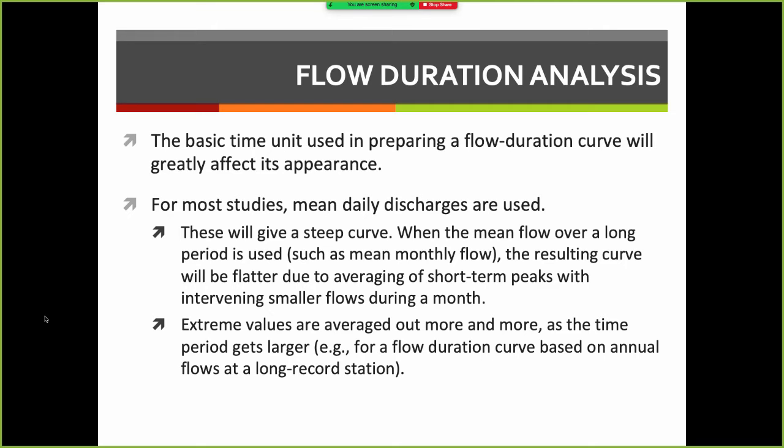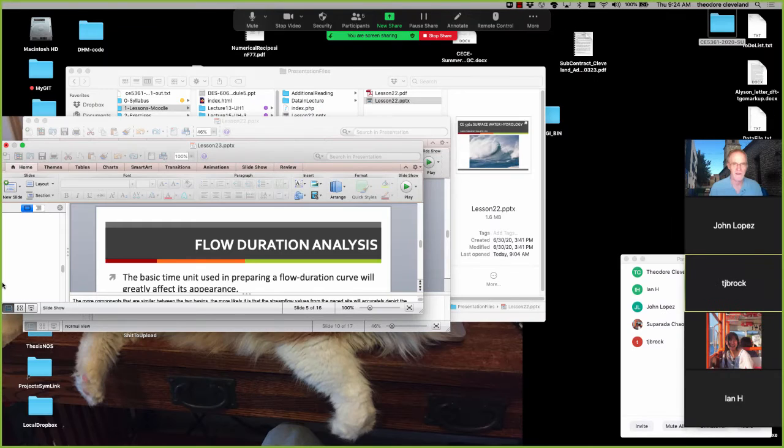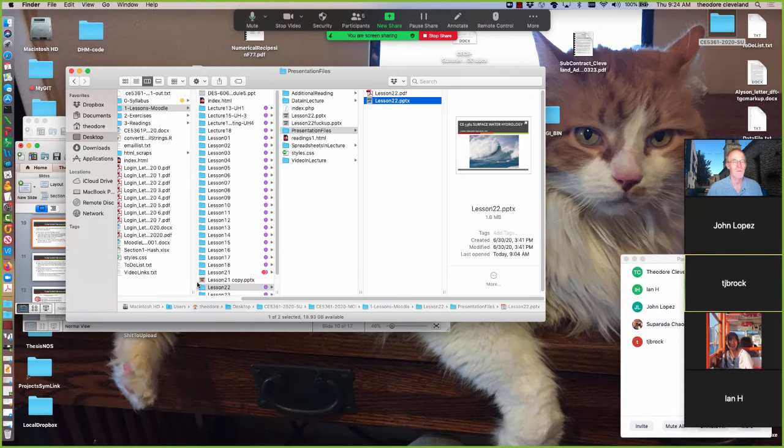And the flattening of the curve, very interesting word choice considering the time and history we're all living through. The flattening of the curve is a consequence of averaging of the short-term peaks within the intervening smaller flows during the month. And the extreme values get averaged out more and more as the time period gets larger, such as the flow duration curve based on annual flows along record station. There's a particular picture from a document that's in the reading list that I'm going to go ahead and try to bring to life.